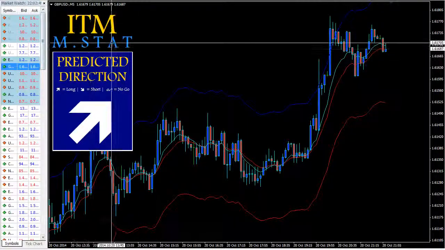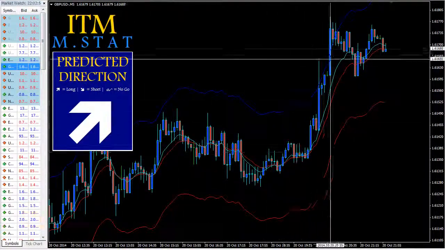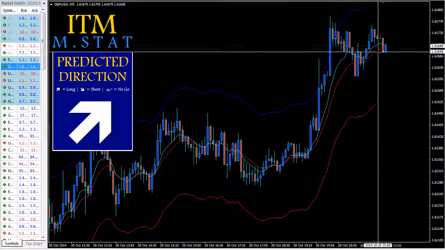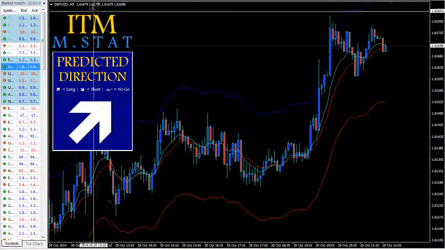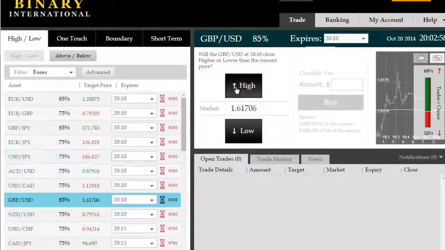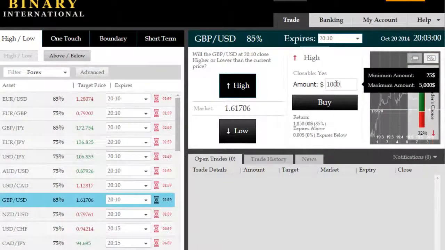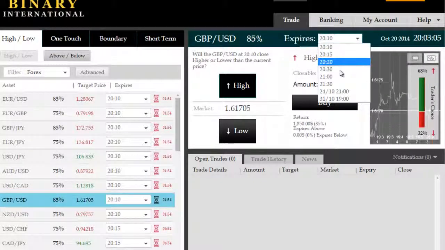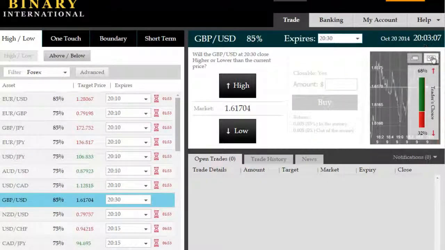Good evening. We're on the GBP USD today, looking at ITM MStat showing a predicted direction of long, plus price is freshly bouncing off of the middle crossover EMAs for a third time in this long trend here. So we're going to go over to the GBP USD, enter in a $1,000 amount here, and engage in at least 30 minutes or just around 30 minutes.